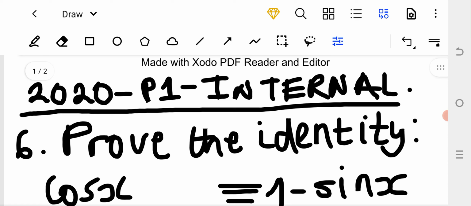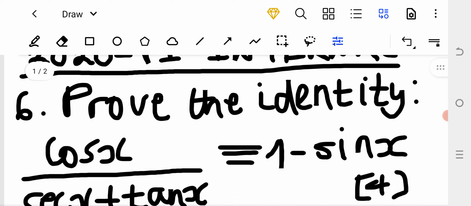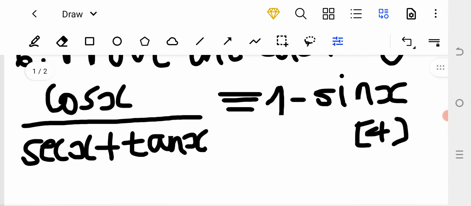In this video, we are answering 2020 paper 1 internal question 6, which reads: prove the identity cos theta divided by sec theta plus tan theta is equivalent to 1 minus sin theta. This was carrying 4 marks.